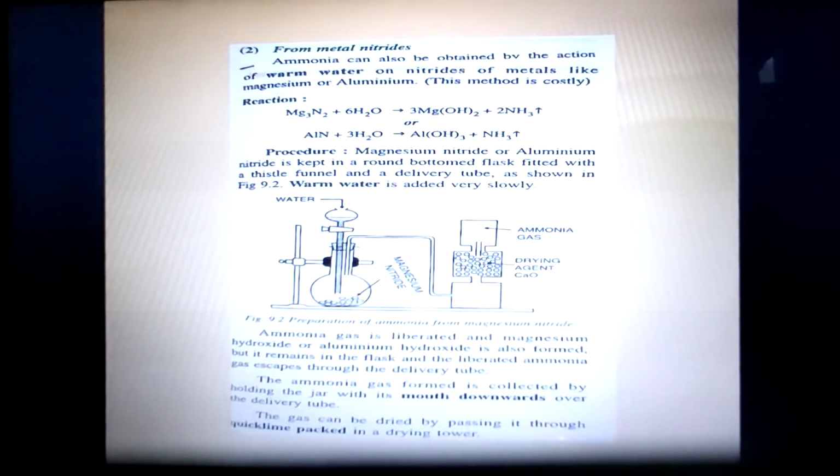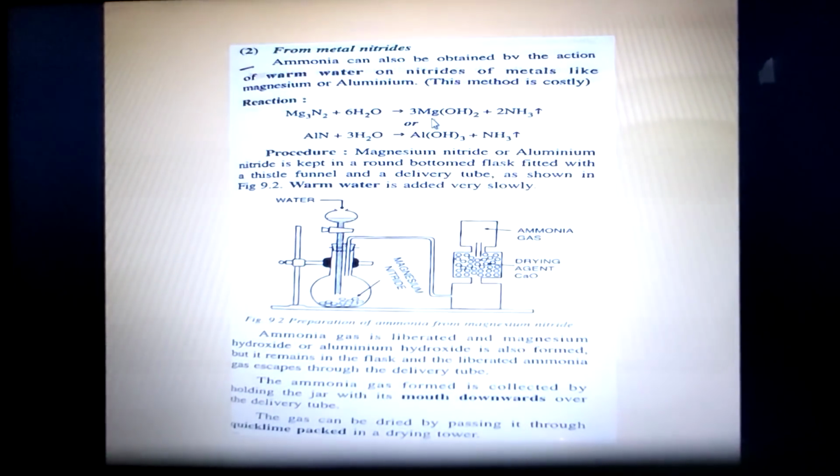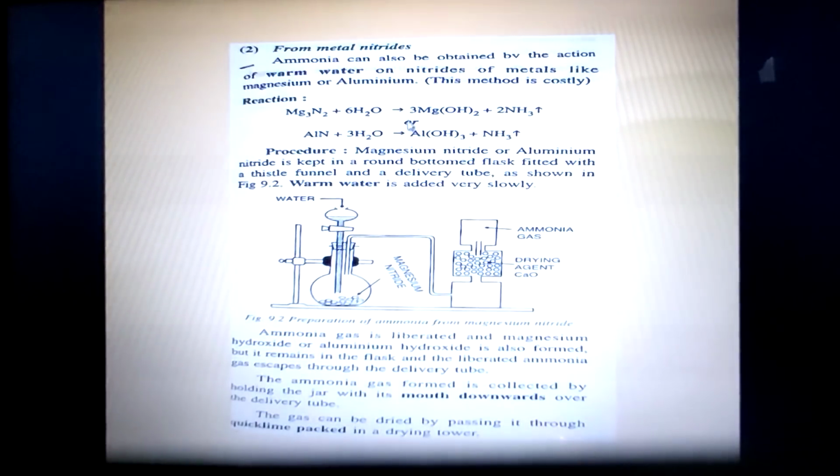And the error which most of the children make is they write magnesium oxide here, and the balancing will happen. You will be able to balance, but the product will be wrong. So kindly take care that you learn that it is not magnesium oxide, it is magnesium hydroxide. Similarly, aluminium nitride also gives you aluminium hydroxide and not aluminium oxide. Rest, the collection is the same.